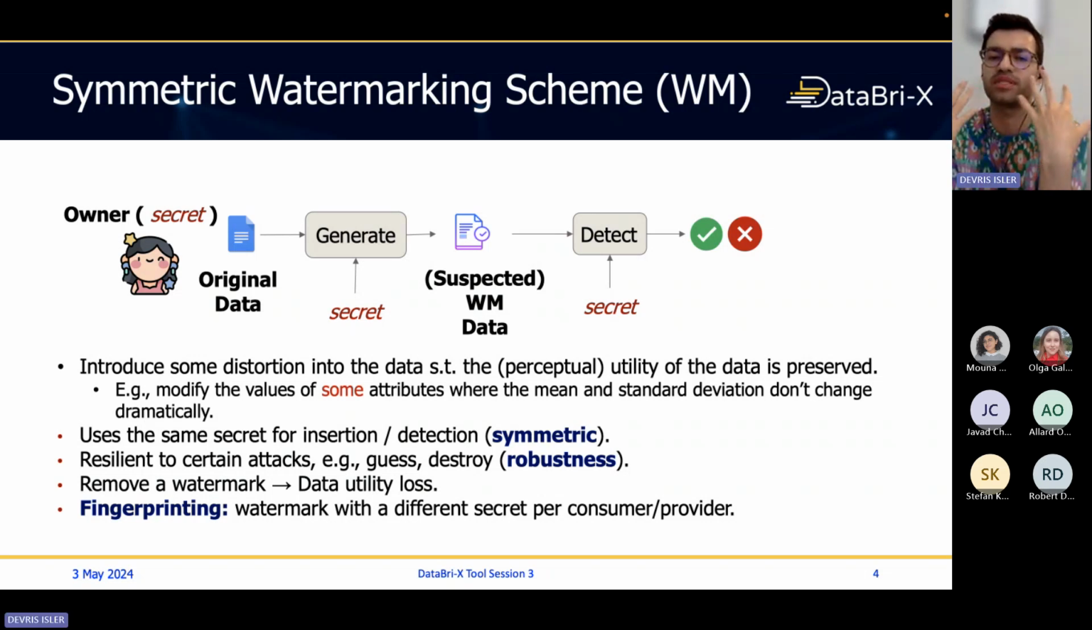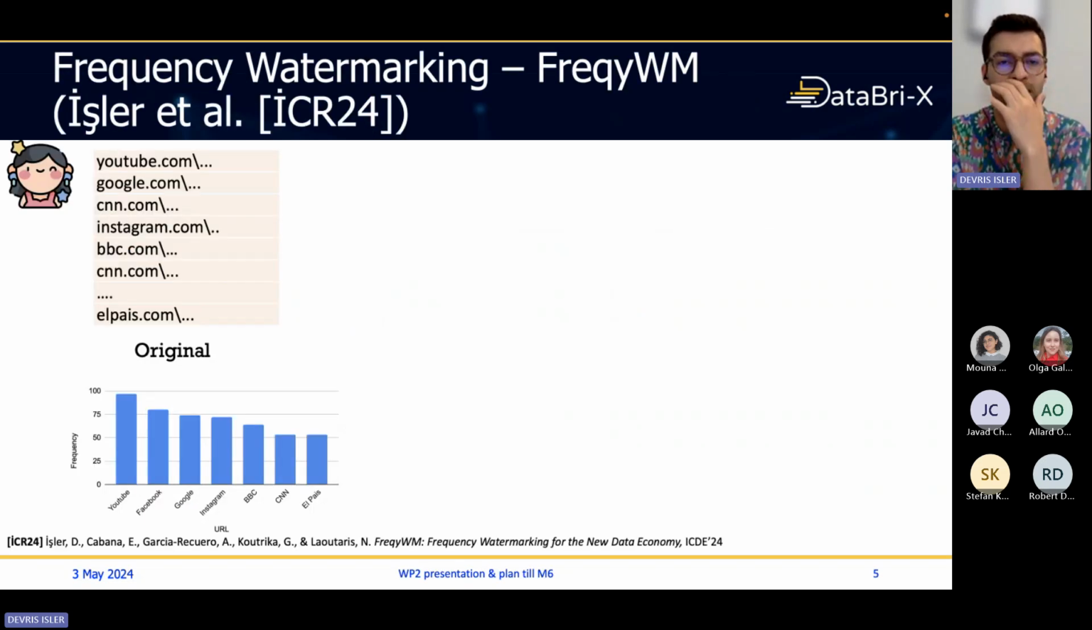So what you do is use the same secret for generation and then detection, which is why we call it semantic watermarking. It has to be resilient to certain attacks, which we call destroy attacks, in terms of robustness. Then, how is it actually going to work? I'm going to give a quick example from Databricks, which at IMDEA we brought. This is the solution that we proposed in a conference paper, which we called FreeQVM.